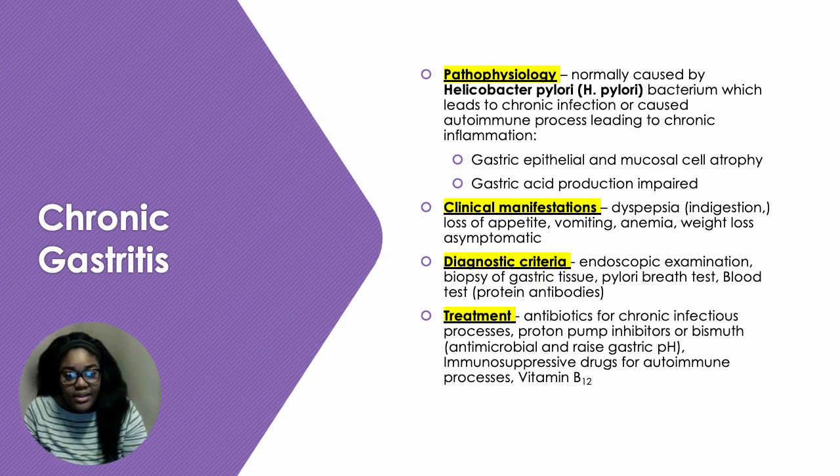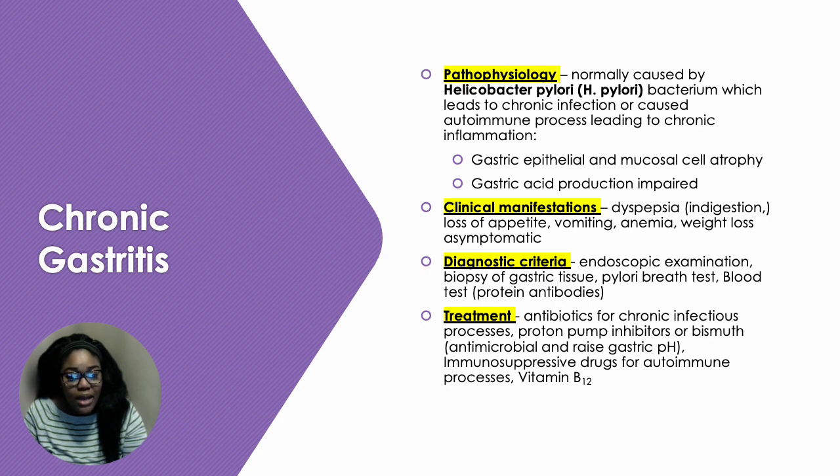As far as other diagnostics, you may have blood tests. They may search for protein antibodies, and they also are looking at your hematocrit and hemoglobin to see if you're bleeding. As far as treatment, you have antibiotics, because this is a bacterium. You treat bacteria with antibiotics. So you're going to get antibiotics to help hopefully eradicate the bacterium.